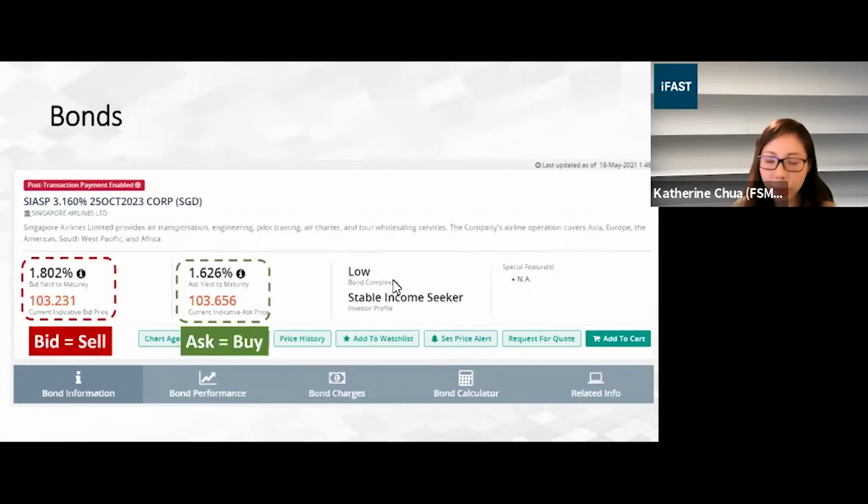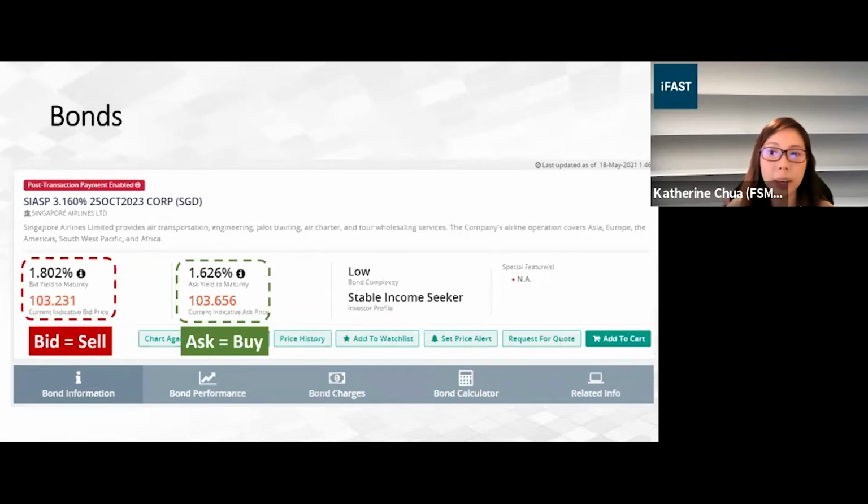When you're investing in bonds, be it wholesale or retail bonds, the price that you have to look at is the ask price, because when you're buying, you always buy at the ask price, and when you're selling the bonds, you look at the bid price. All these prices are shown based on the indicative offer on the secondary market.